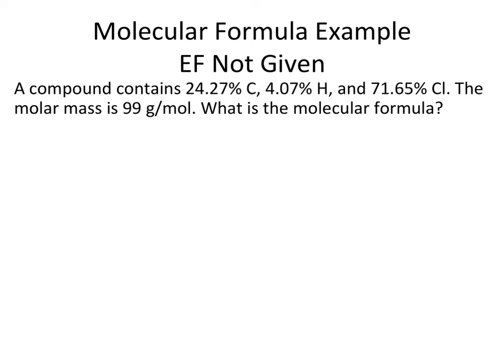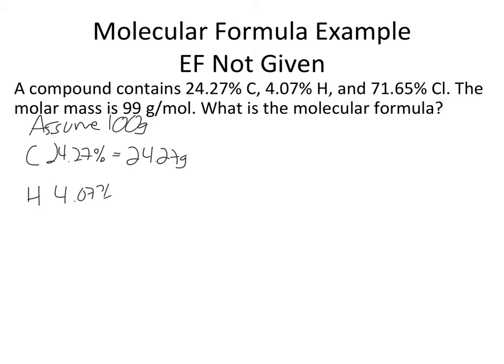The first thing that we need to do is assume that we have 100 grams of sample, because that allows us to easily turn our percentages into gram values. So for carbon, I have 24.27%, and that's going to be equal to 24.27 grams. For hydrogen, I have 4.07%, which is going to equal 4.07 grams. And finally, I have Cl, which is 71.65%, and again, 71.65 grams.